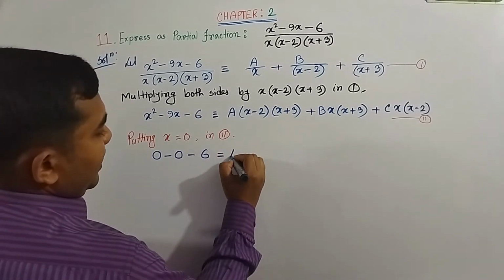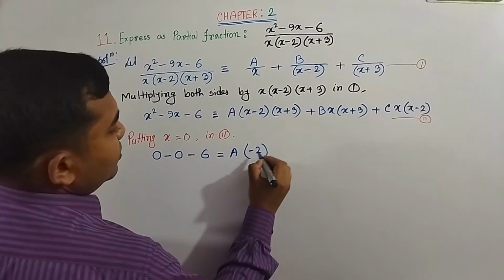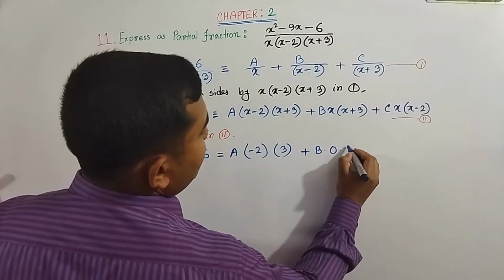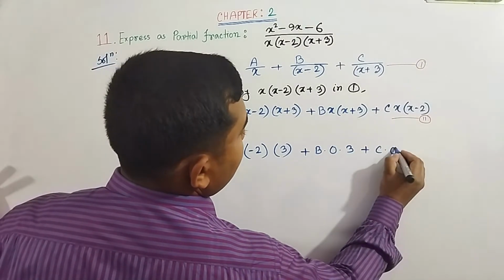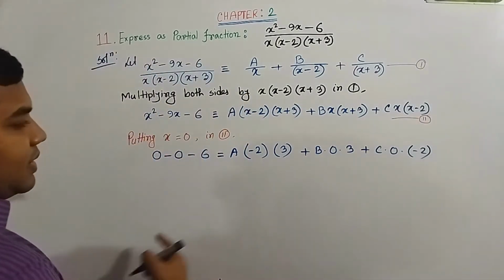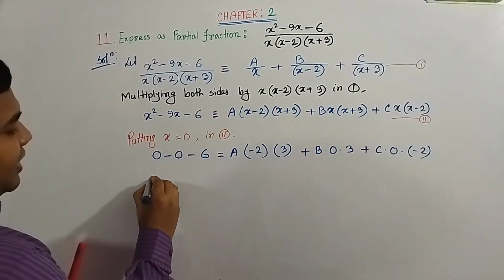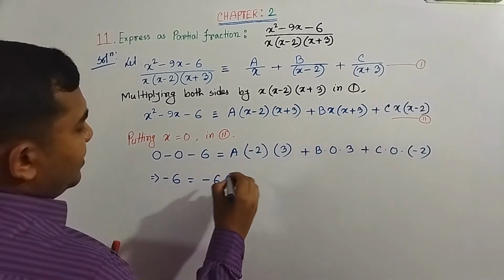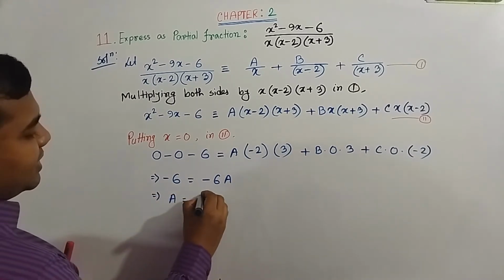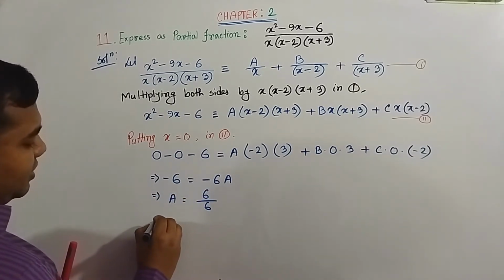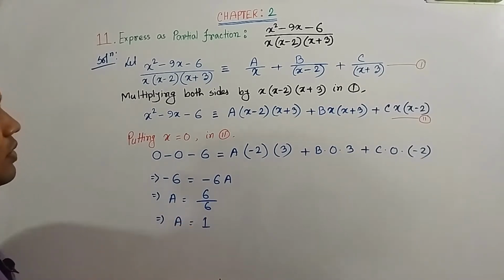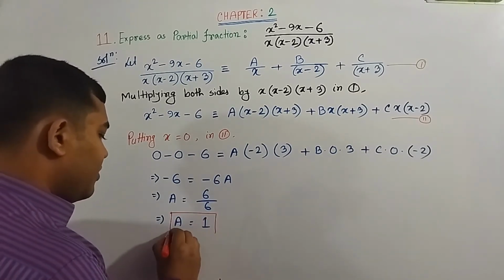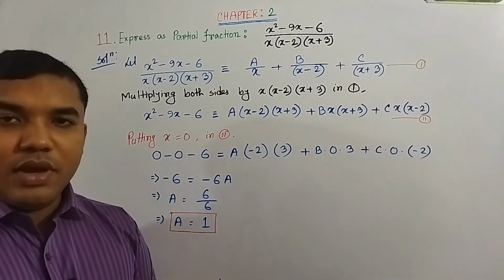equal to a into minus 2 plus 3, plus b into 0 into 3, plus c into 0 into minus 2. Then if we calculate all of that, we get minus 6 equals minus 6 into a. That means the value for a is 6 divided by 6, so it is 1. So we have found the value for a is 1. That's our first value we have found.